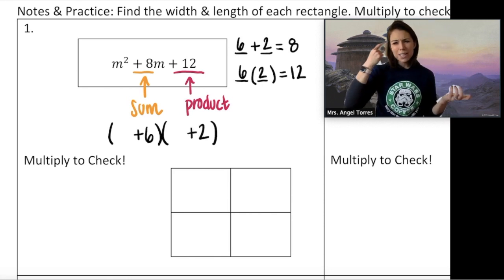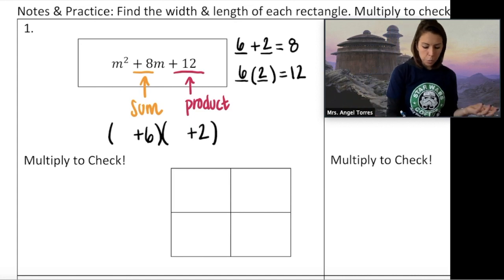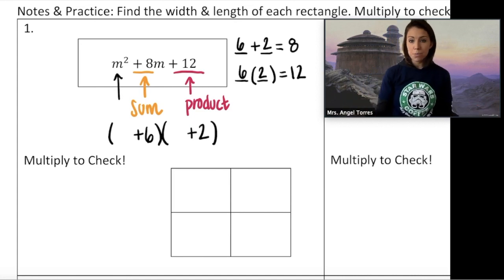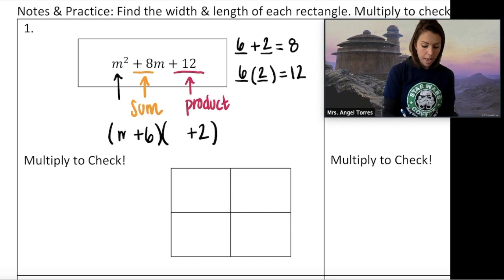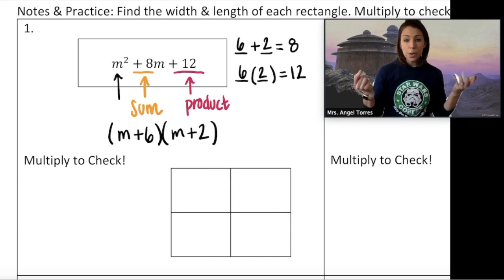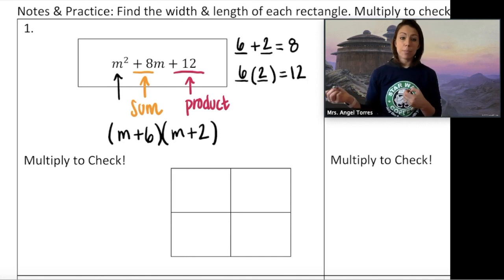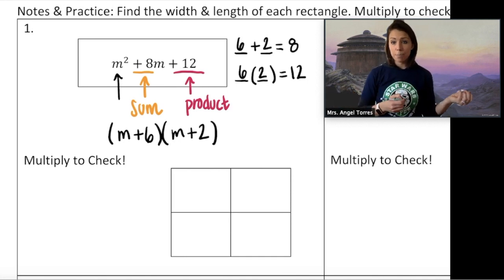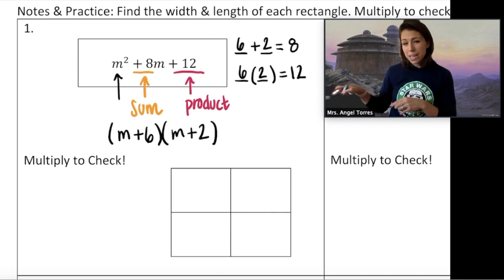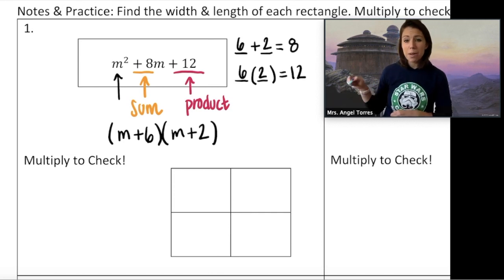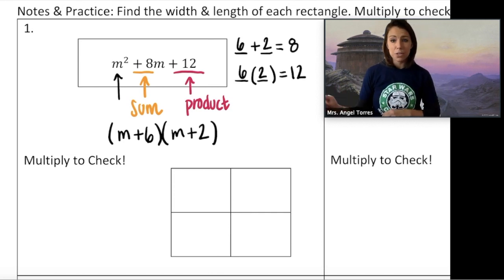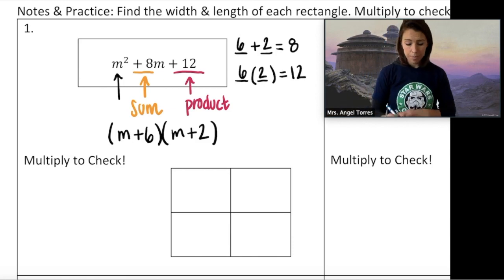And then what's the first term going to be? Well, what times what will give you m squared? That would be m and n. So if we're correct here, we could say that our width is m plus 6 and our length is n plus 2. But before we can put those in our diagram, go ahead and multiply to check using either double distribute or the box method.